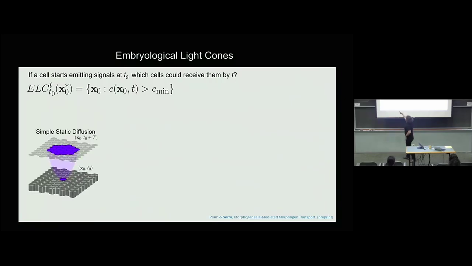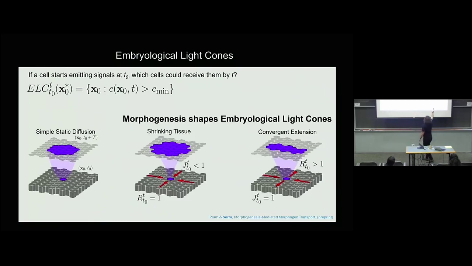Now you understand that if there is static tissue, simple diffusion, this is the cell that is emitting, you're going to get a cone that is square root of Dt. Nothing moves, simple diffusion. If you start having morphogenesis, you say that, okay, if I am now in a region of J less than 1, shrinking tissue, my effective diffusivity will be superlinear, for what I said before.